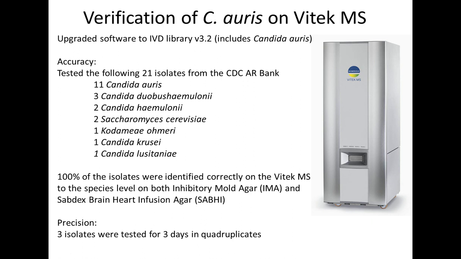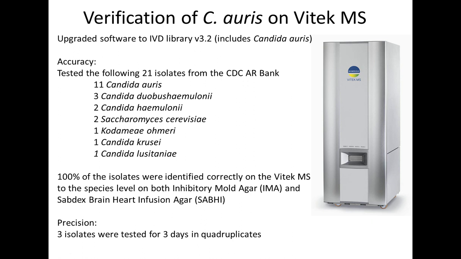We contacted the CDC, and in the CDC's AR bank, or antimicrobial resistance bank of organisms, they actually can send you a set of organisms that you can test. So they sent us 11 different Candida auris, and then other isolates that Candida auris is commonly misidentified as. So 3 Candida duobushaemulonii, 2 Candida haemulonii, a couple of Saccharomyces cerevisiae, a Kodamaea ohmeri, a Candida krusei, and a Candida lusitaniae. And when we did this testing, we found 100% of these isolates were identified correctly on the Vitek MS.